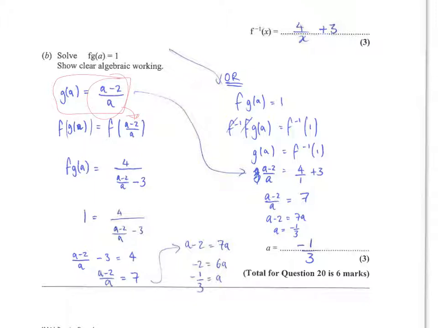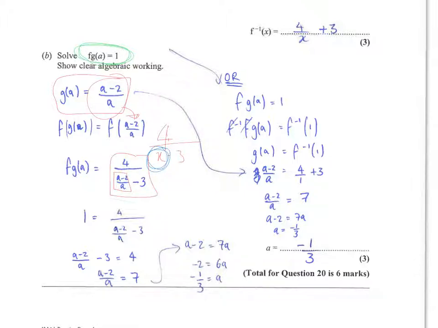That means where I have an x in my function f of x, I'm substituting in a minus 2 over a. Now the function f of x was 4 over x minus 3. So where I've got an x term, I'm going to replace it with a minus 2 over a. Hence 4 over a minus 2 over a, minus 3. Now I want to solve where fg of a equals 1.